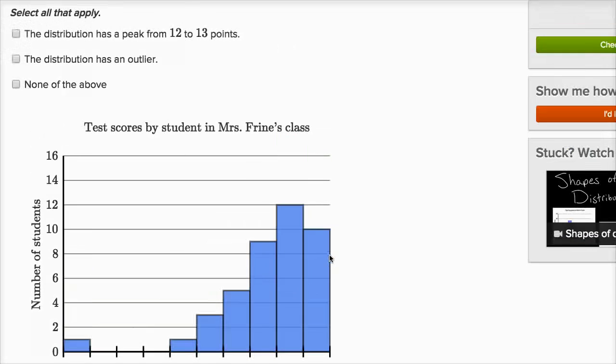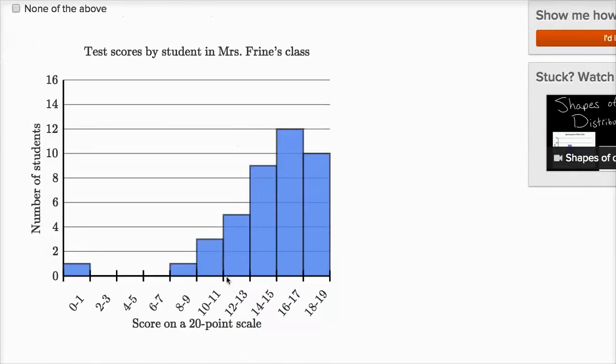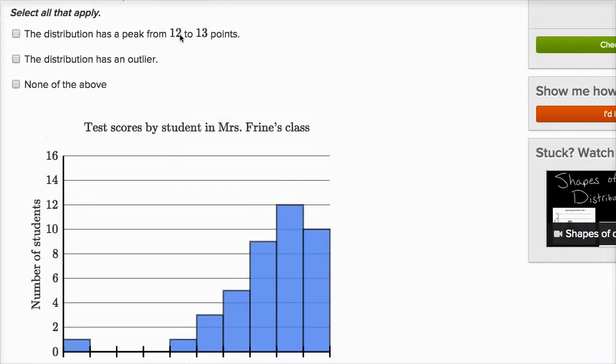All right, so this says the distribution has a peak from 12 to 13 points. At 12 to 13 points, there were 5 students, but this isn't a peak. If you just go to 14 to 15 points, you have more students. So this is definitely not a peak. If you were looking at this as a mountain of some kind, you definitely wouldn't describe this point as a peak. You would say the peak has the most number of students, who got between 16 and 17 points. So that's the peak right there, not 12 to 13 points. So I would not select that first choice.